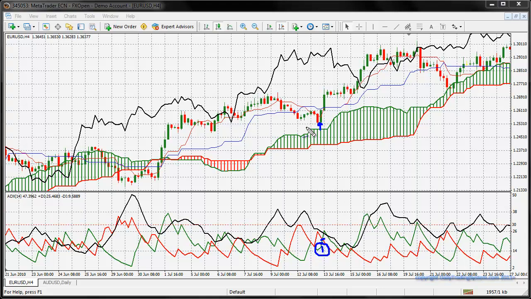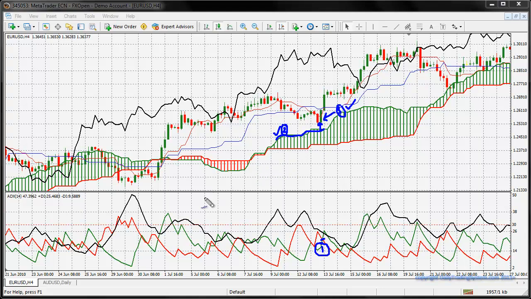Our second rule: is it above the cloud? Yes, it is. So that's our second rule. The third rule is: what is the color of the candle? Is it the same color as the directional movement index? Yes, it is. It's green. So that's our third rule, and then we can go long.